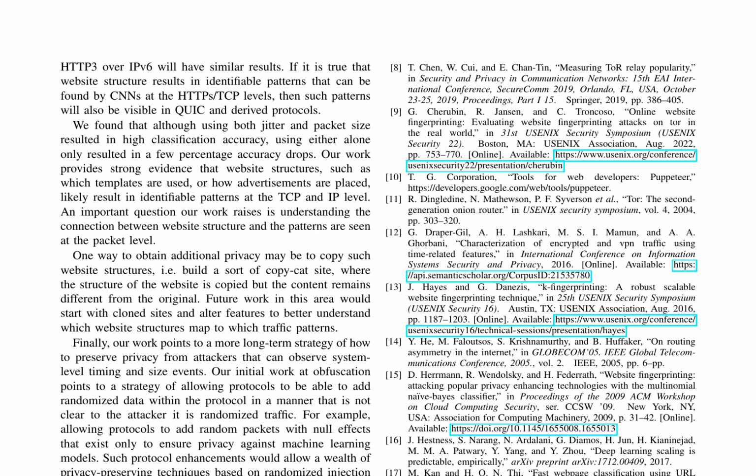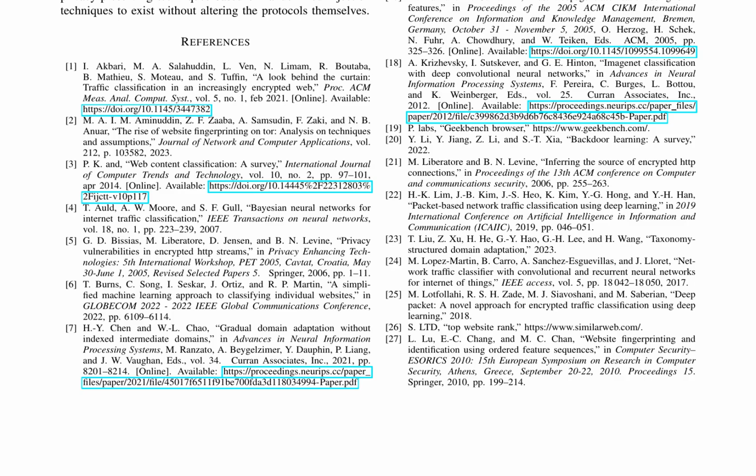To mitigate this risk, the authors propose creating copycat sites that mimic the structure of the original website but with different content. This approach could potentially provide additional privacy by making it more difficult for attackers to distinguish between the original and copycat sites. Furthermore, the authors suggest that clone sites could be used to better understand the relationship between website structure and traffic patterns, informing the development of more effective privacy-preserving strategies.